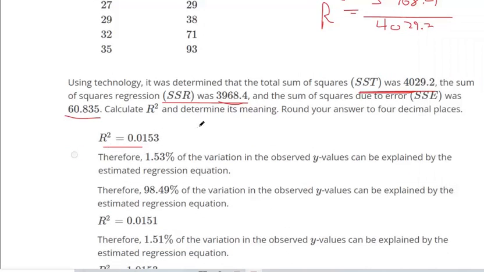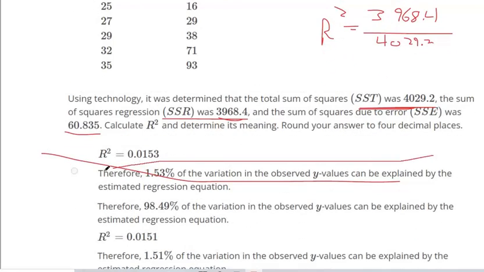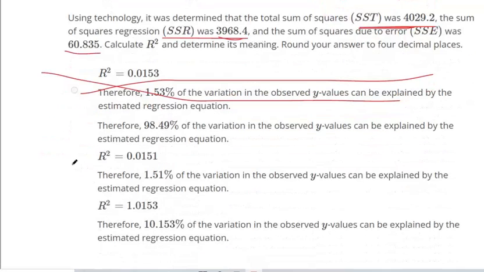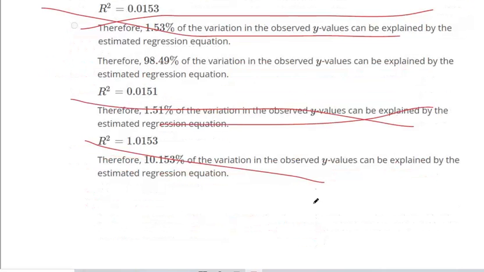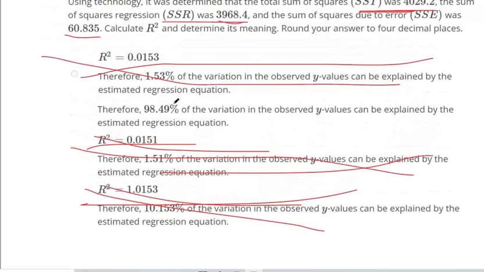Okay, so this option isn't correct. That would be like if you made a mistake and you put SSE in the numerator, I bet. So this option's out because it has the wrong coefficient of determination. Same thing with this one. Actually, there's only one that's correct, right? R squared is not 1.0153. R squared is not this one. This one has our correct R squared.